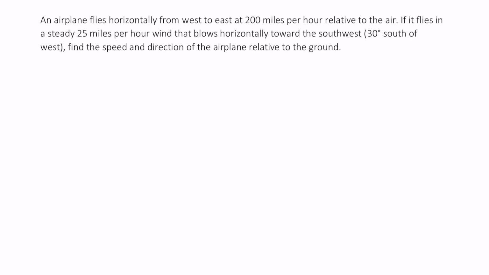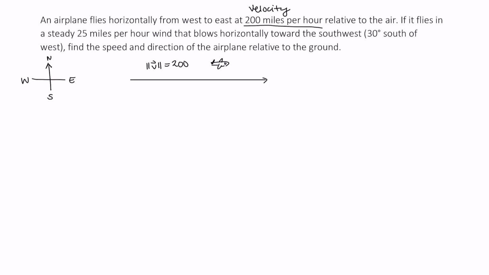So to begin, a picture will help us out. This is north, this is south, and then we have east and west. And we're told the plane has this velocity. So that would look like this. It's flying from west to east. I'm going to call this vector v, and I know that the magnitude of v is equal to 200. So this is the airplane, and there is my little sketch of an airplane.